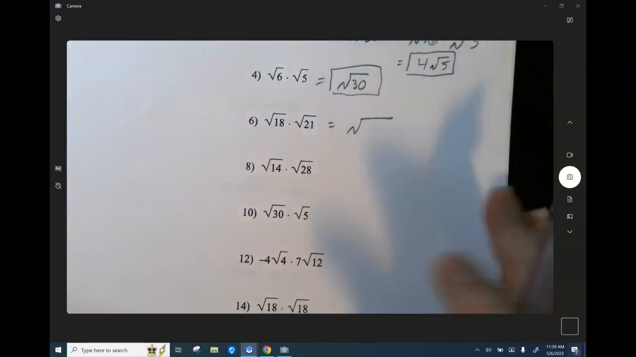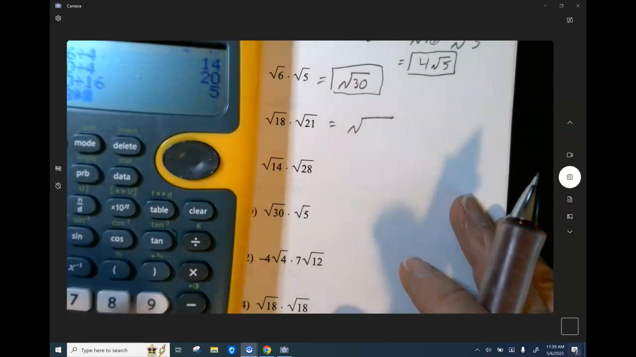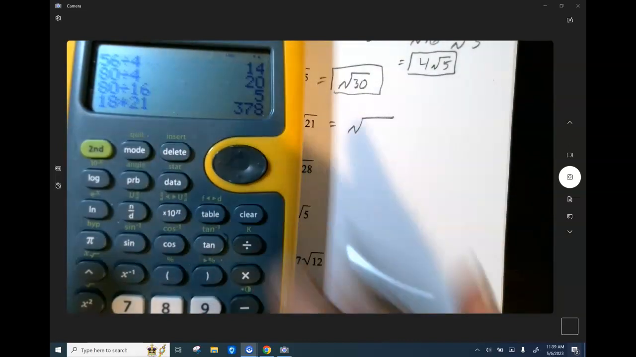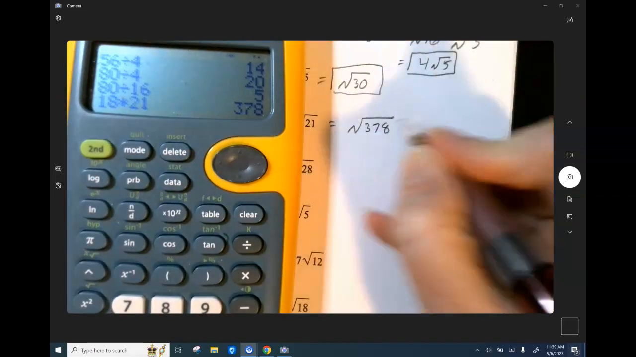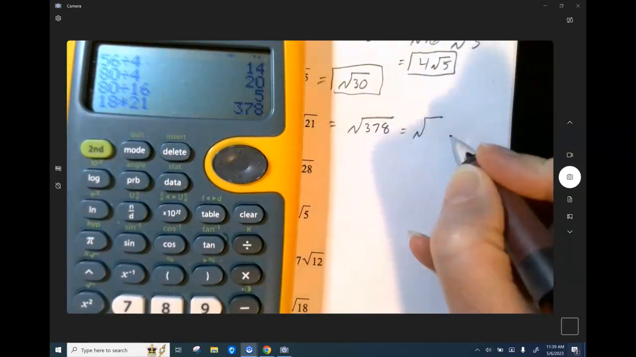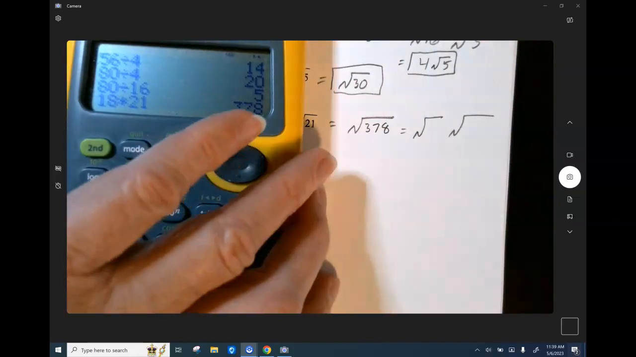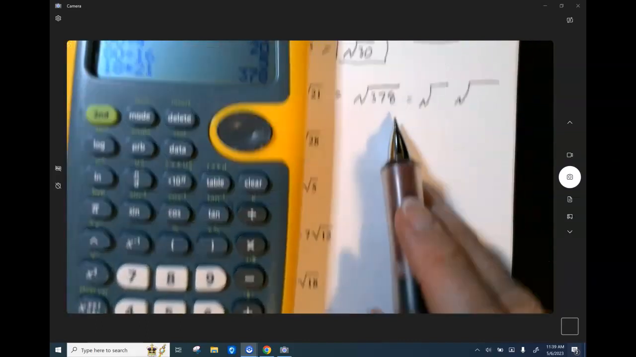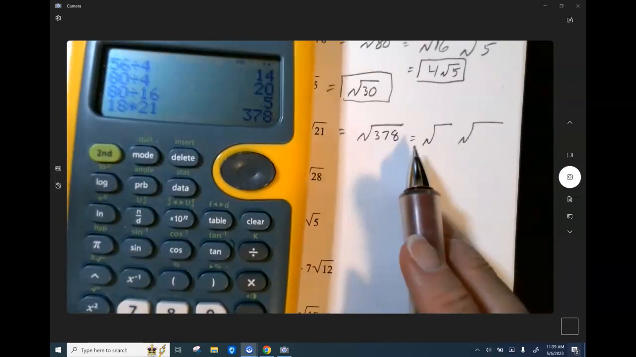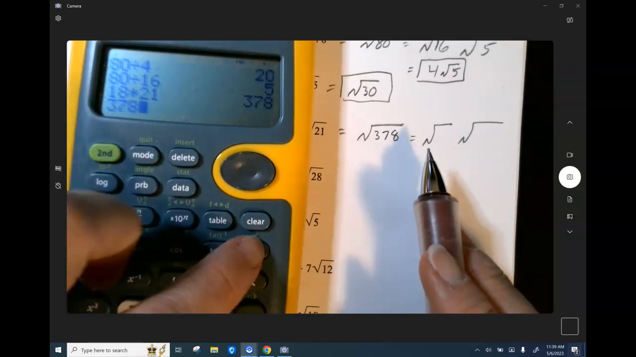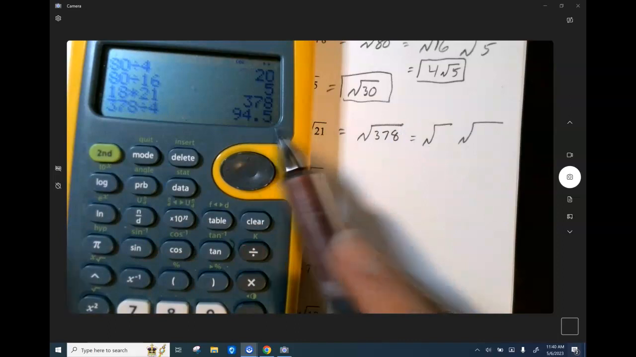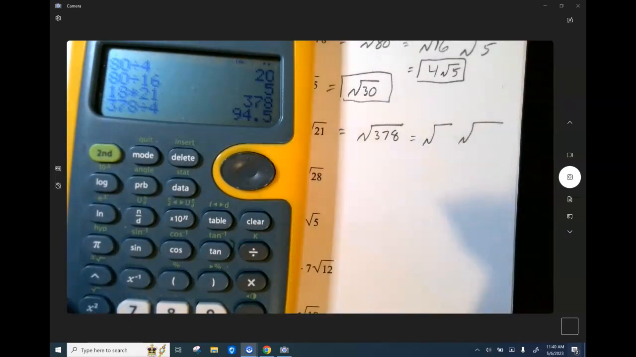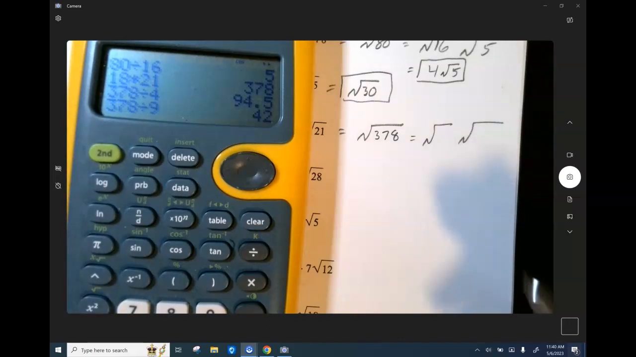Okay, here we go. 18 times 21. I'm going to use my calculator. This is legit to use your calculator. Don't use the square root button. So we have 378. Now we want to break that down into perfect square and non-perfect square. This is where we might go a little bigger. 4 goes into it, but let's start there. 378 divided by 4 gives me, oh my gosh, it doesn't go into it. That's surprising. So don't use 4. 378 divided by 9 gives me 42.